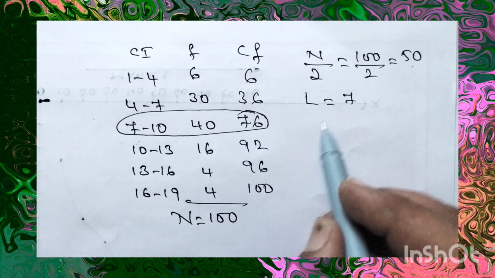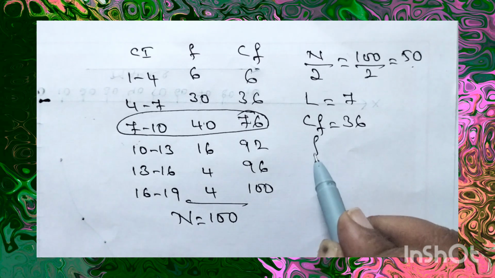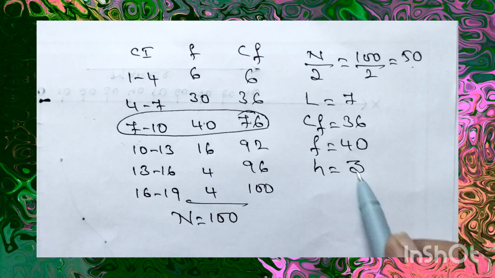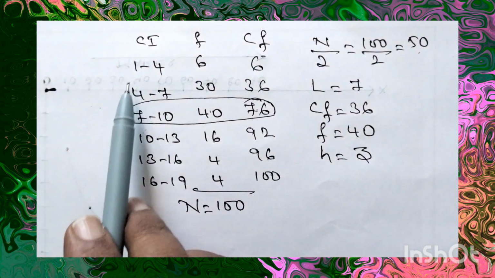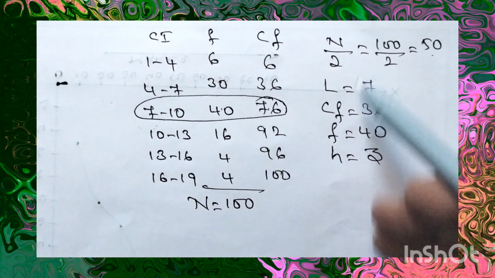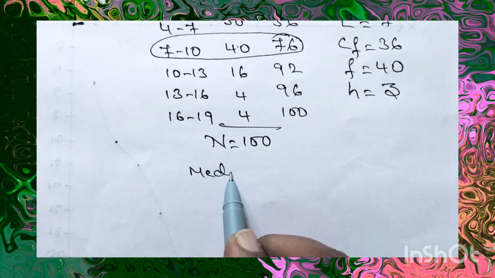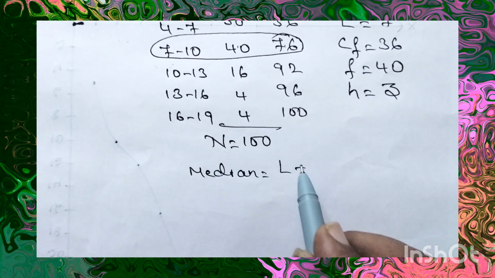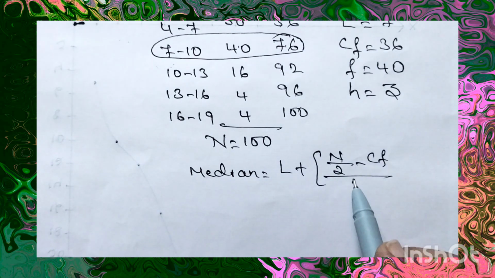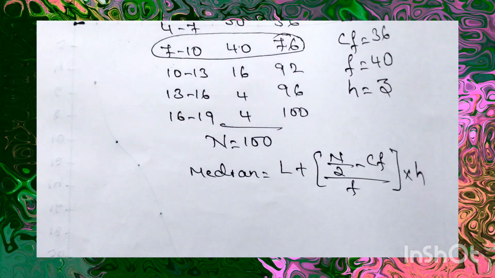What is the cumulative frequency? CF is equal to 36. What is the frequency? F is equal to 40. Then what is the size of the class interval? Between 1 and 4, there are 1, 2, 3, so that we have to write down. After listing all these things, let us find out the median. Median is equal to L plus n/2 minus CF divided by F, into the size of the class interval, that is the height of the class interval.